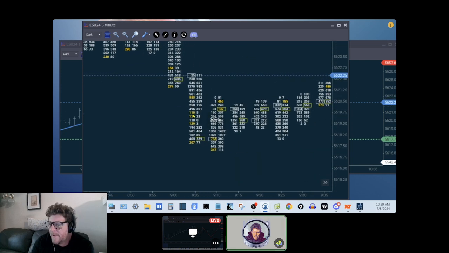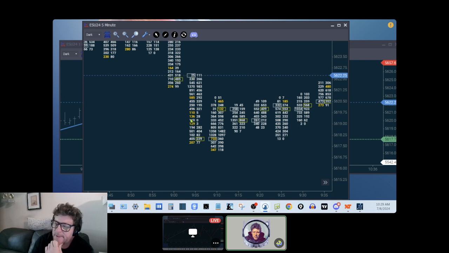So there's a good example of a stacked imbalance. In a column like this, a 5 minute column or 5 minute footprint, I like to see three stacked imbalances. And here you just have 110 and 136 stacked up next to each other. So that's not really a good entry.